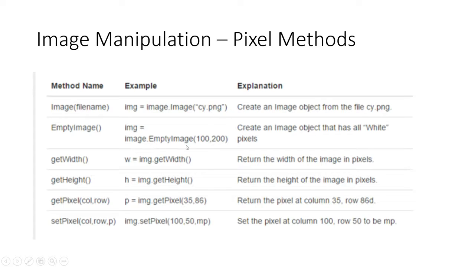You can also use it to create an empty image, which is all white pixels. You can find the width or height of an image, and you can get a pixel at a specific column and row.